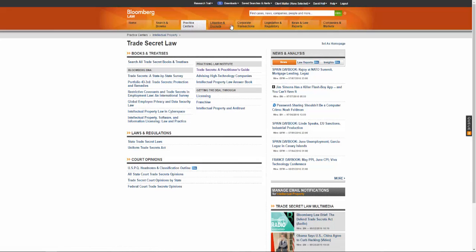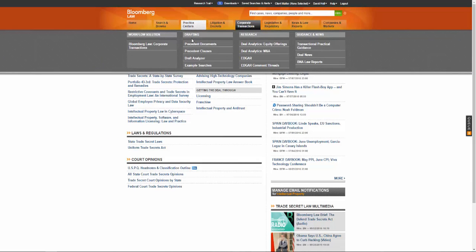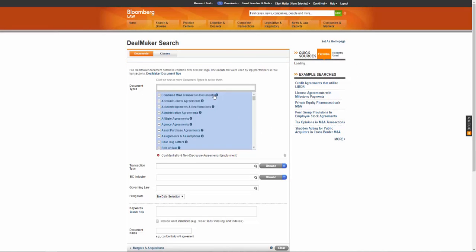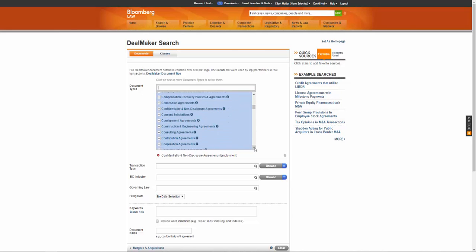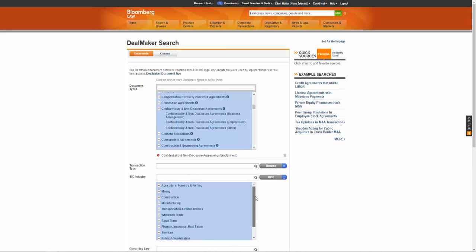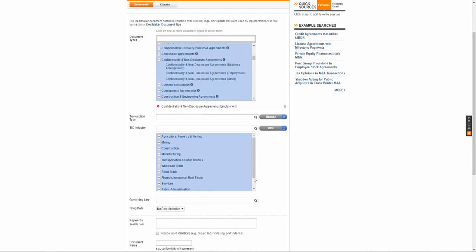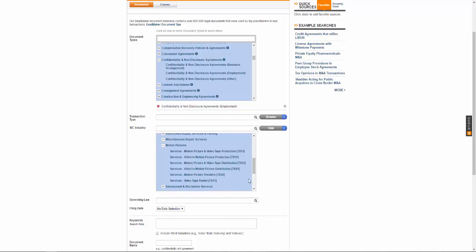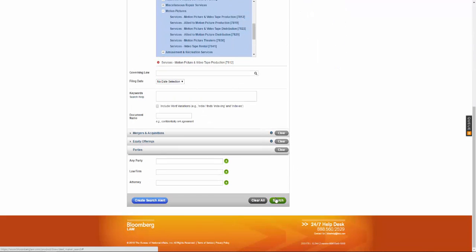What I would like to show you here, however, is if you go to Corporate Transactions and then under Drafting, you can search for non-disclosure agreements and restrict that by industry. So let's say we wanted to look for employment non-disclosure agreements, and I wanted to look within those that are in how about the motion picture industry? Do a search.